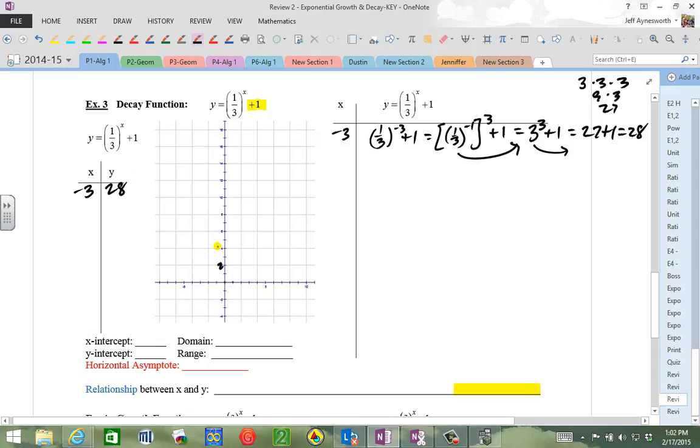So 2, 4, 6, 8, 10, 12, 14, 16, 18. Not going to graph that. I'll probably graph the next one. So let's get another point on the graph. So 1/3 to the negative 2 power plus 1. So that's 1/3 to the negative 1 power raised to the second, and then add 1.